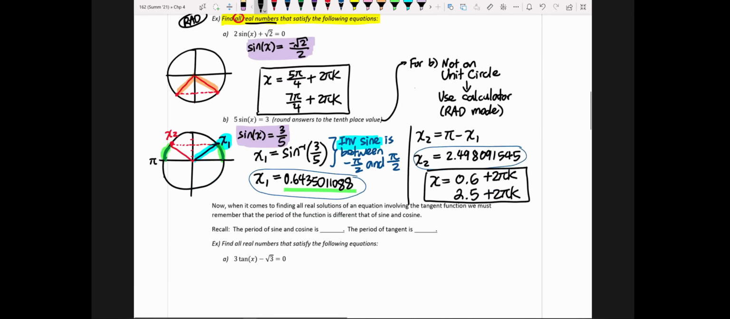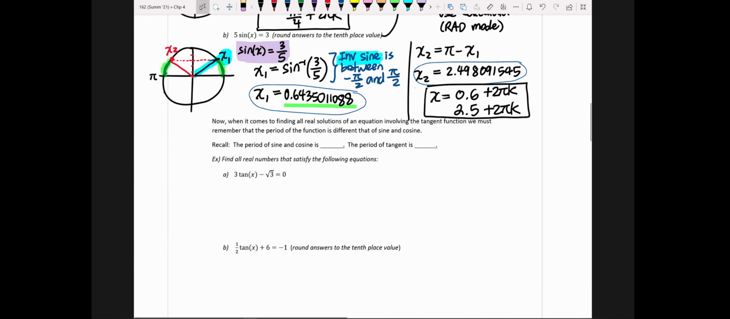Okay. We said the period for sine and cosine is 2 pi. Therefore, in step 2, we were looking for the solutions between 0 and 2 pi. The period for tan and cotan is just pi. Thus, for tan and cotan, in step 2, we find the solutions between 0 and pi.